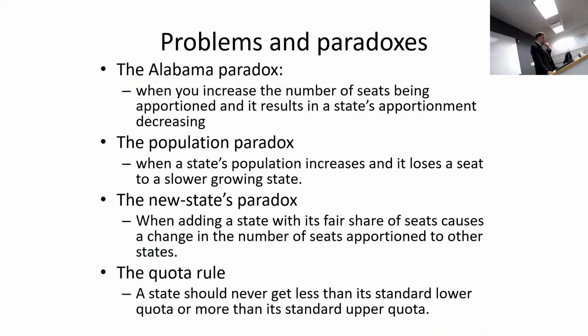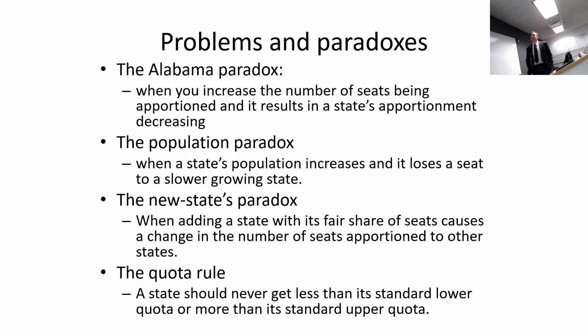Now, the problems and paradoxes that could occur, we've already gone over 3 of these, but there's a new one at the bottom that we need to talk about briefly, and then we'll take a look at homework. I don't know that I could come up with an example for this quota rule, but it might be easier just to use one from the homework to see the quota rule.